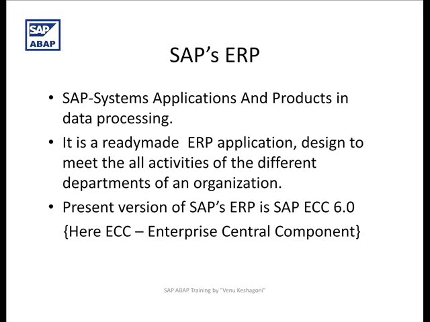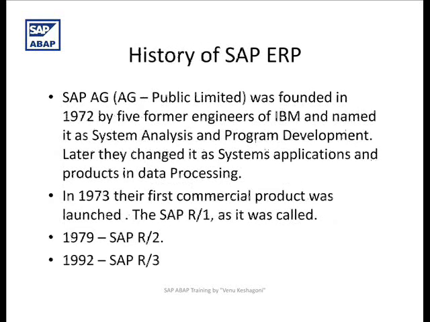The total completion of their project was in 1992. The overall picture of SAP was completed in 1992. After that, it got very big success. Now they have 82% of the market, they are the top leaders, and they got that much importance. Next, history, as I told you, the five forerunners of IBM thought the same thing, why don't we design a ready-made application? Ready-made means it is an application used by any company.